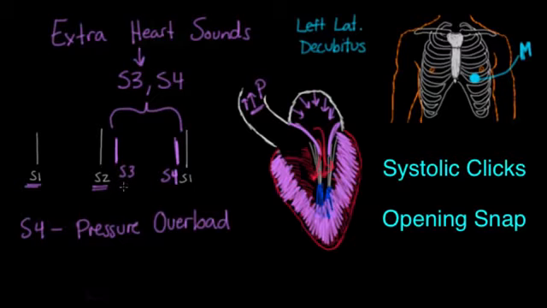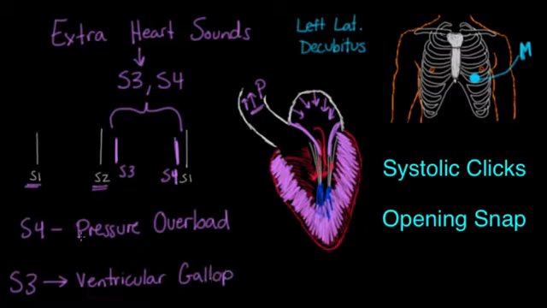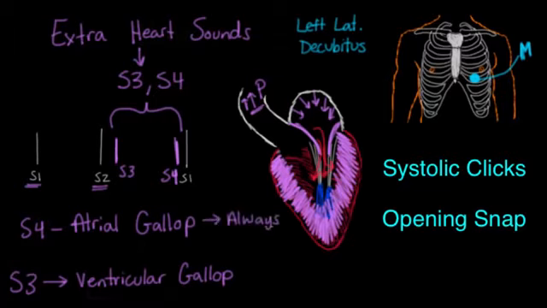And so other common names that I should probably tell you so that when you hear them you're not confused are that people call S3 a ventricular gallop. Remember, this is a large volume of blood coming in and tensing those chordae in the ventricles. And people call S4 an atrial gallop. And that's because this sound is really caused by this atrium contracting into the stiff ventricle. And so the S4 is always pathological, meaning it's always bad news.